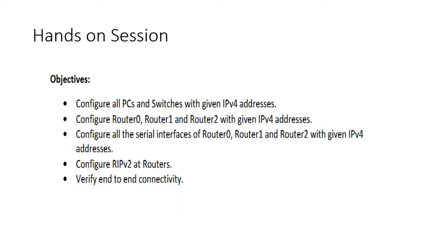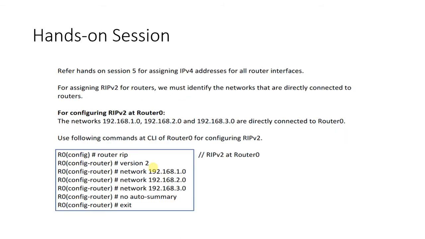Now this is the objective for our hands-on session. Again, you have to configure all the PCs and switches with given IPv4 addresses, routers with IPv4 addresses, and serial interfaces as we have seen in previous lab. Similarly, we have to configure all the serial interfaces, and we have to configure RIP version 2 at routers. We have to see the dynamic routing in which we advertise only the directly connected networks, and by advertising and using the RIP version 2 algorithm, it will automatically find out the best route for reaching the remote networks. And then we have to verify end-to-end connectivity.